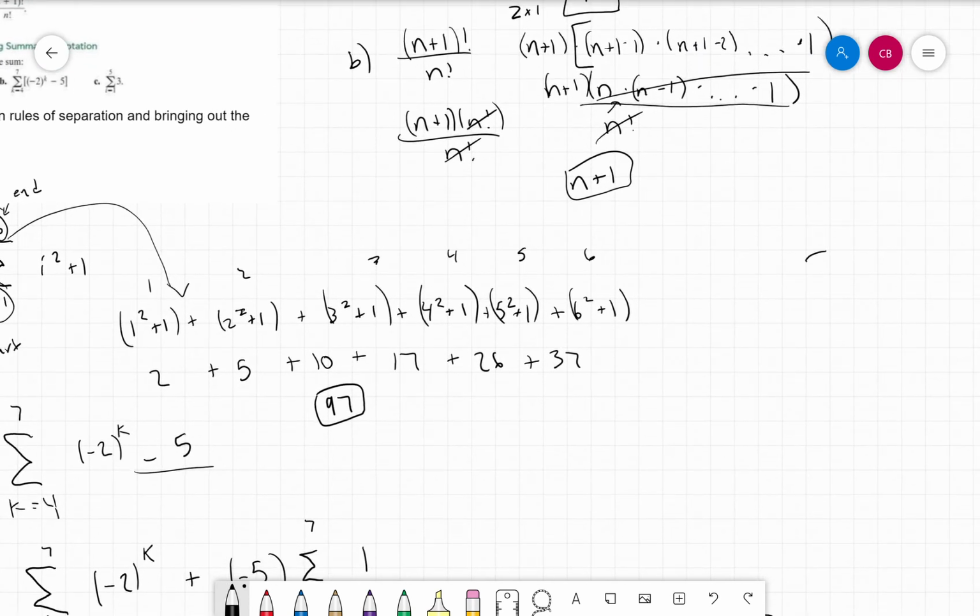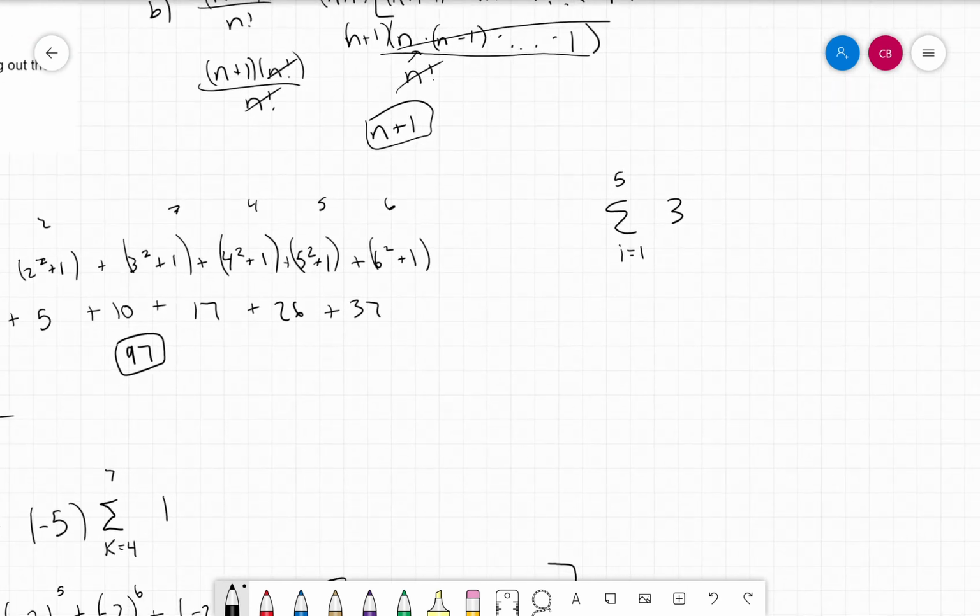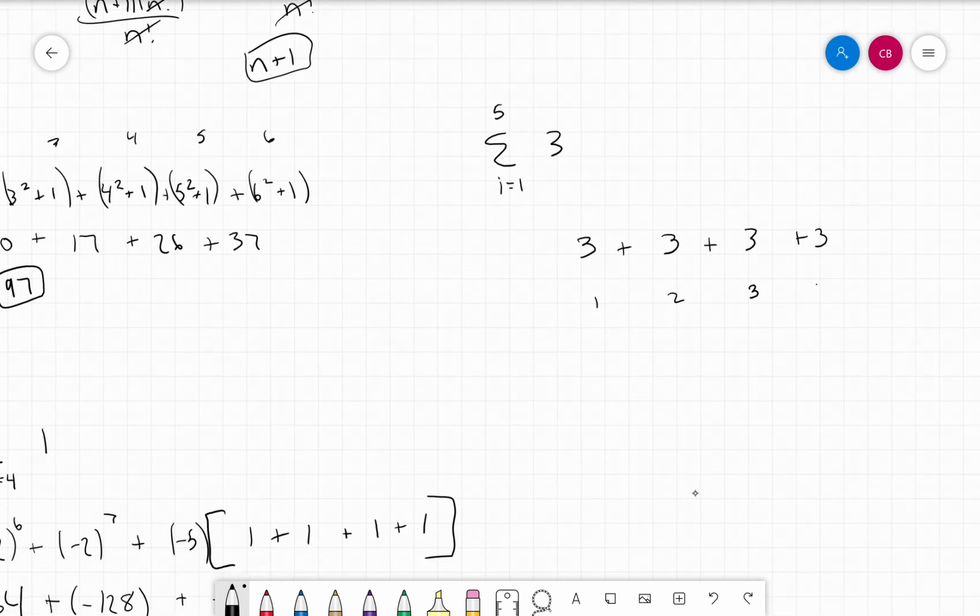We have the sum from i equals 1 to 5 of 3. Well, notice there is no i in this expression. So we're simply being asked to add 3 repeatedly. Let's just count. This is the first one, that's 1. Plus 3 again, that's 2. 3 again, that's 3. 3 again, that's 4. 3 again, that's 5, and that's the last one. So we started at 1, we ended at 5. This is a total of 15.